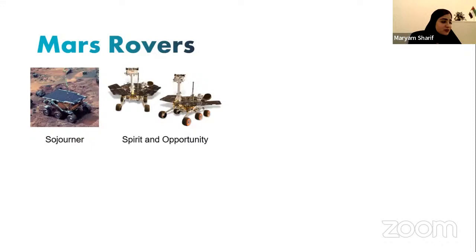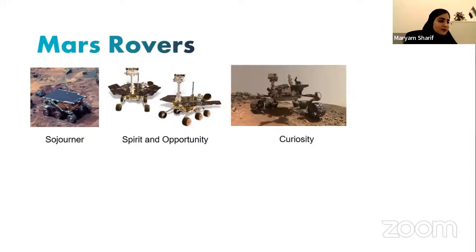Here we have Curiosity, which is the Mars Science Laboratory mission, also sent by NASA, that landed on Mars in August 2012 to find out if Mars once had what all life needs, like water and the right chemical ingredients.